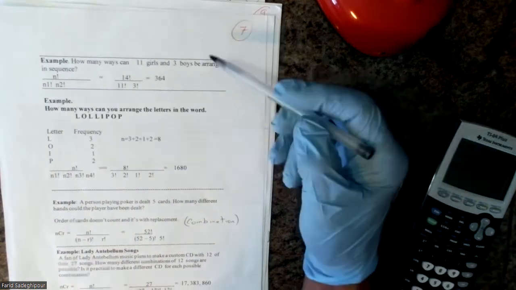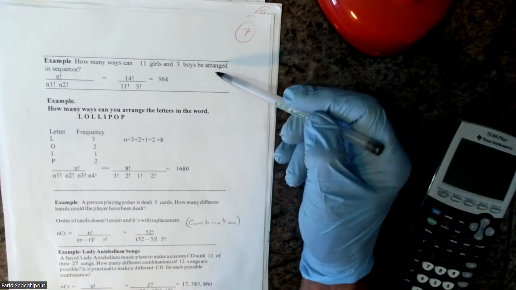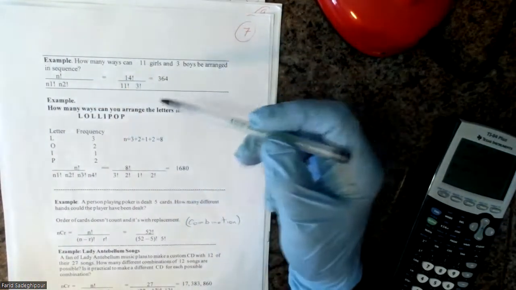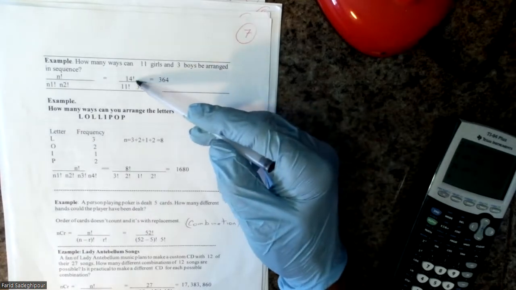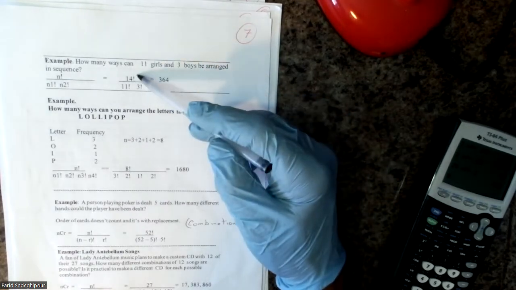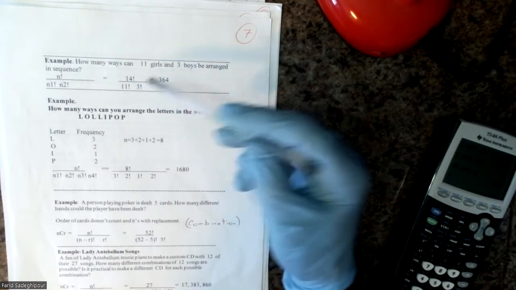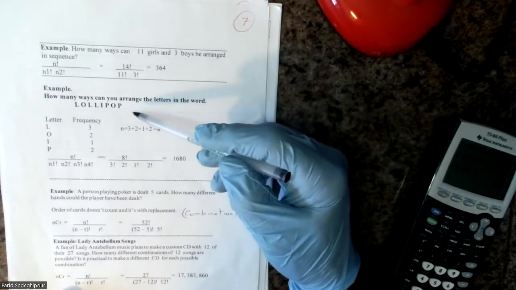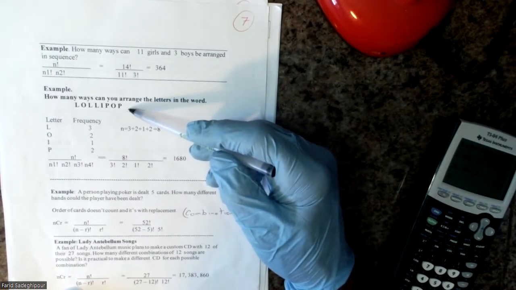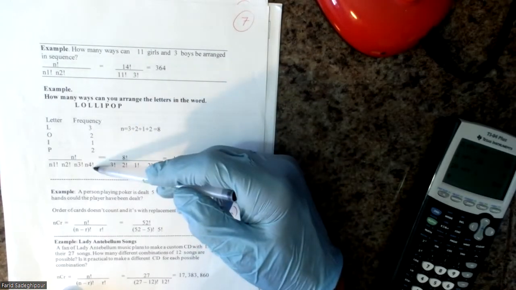How many ways can 11 girls and 3 boys be arranged? Again, you are using the same formula. There are 14, 11, and 3. Lollipop is another example of this formula.